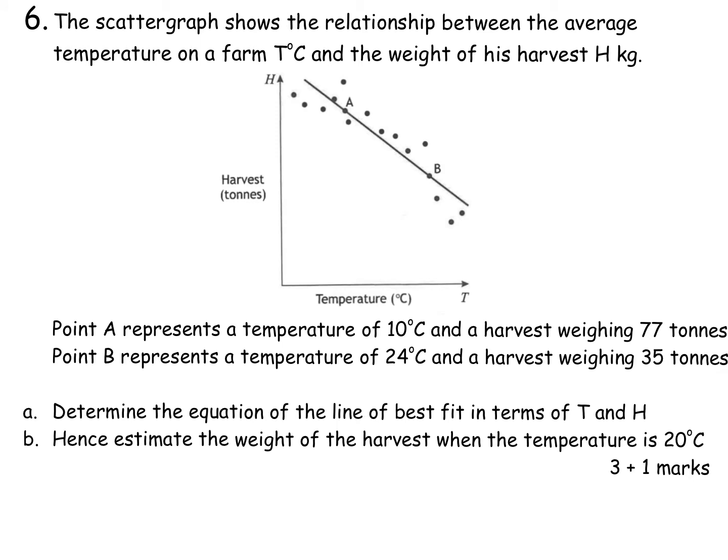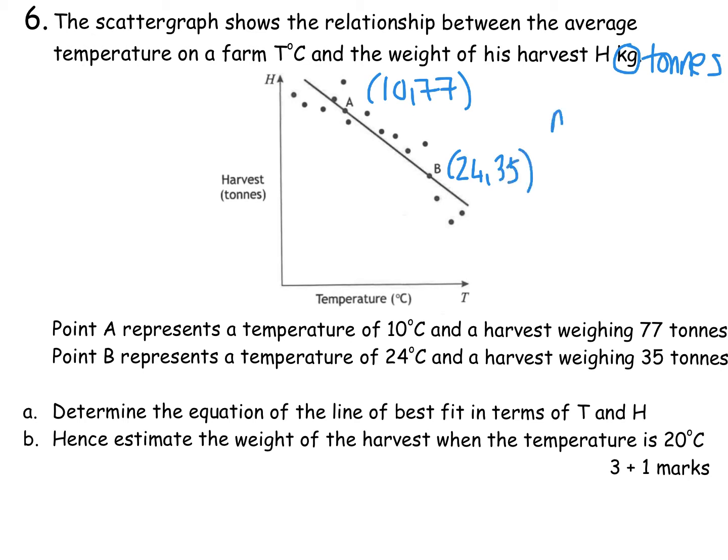Question 6, equation of a straight line, but it's from a scatter graph. So a scatter graph is showing the relationship between the temperature on the farm and the weight of the farmer's harvest in tonnes. So there's a wee misprint here, that should not say kilograms, that should say tonnes, because everything else is in tonnes. So it says point A represents a temperature of 10 and a harvest of 77. There's your first coordinate. So point A is (10, 77). And then point B represents a temperature of 24 and a harvest of 35.